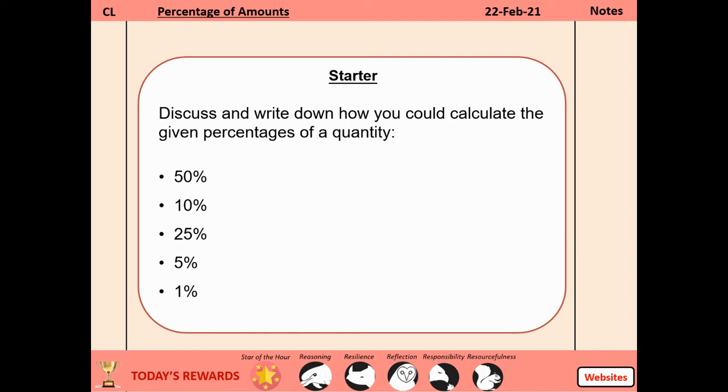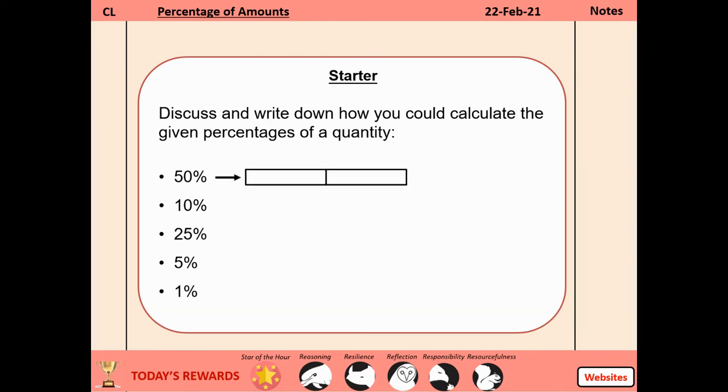The topic for this video is percentages of amounts. As a starter, please write down how you could calculate these given percentages of a quantity. So if I had to calculate 50% of an amount, 10% of an amount, 25% of an amount, 5% of an amount, and 1% of an amount, how can I calculate to find out these percentages? Pause the video, have a go, then press play when you're ready to carry on.